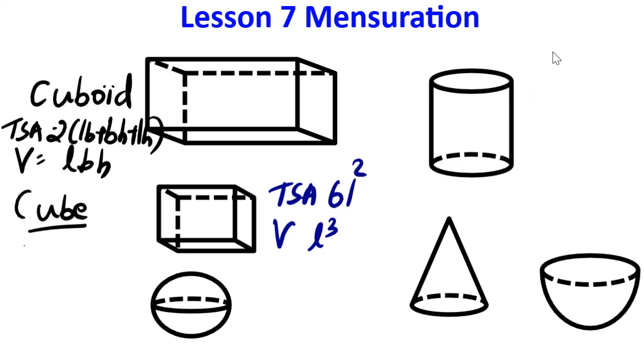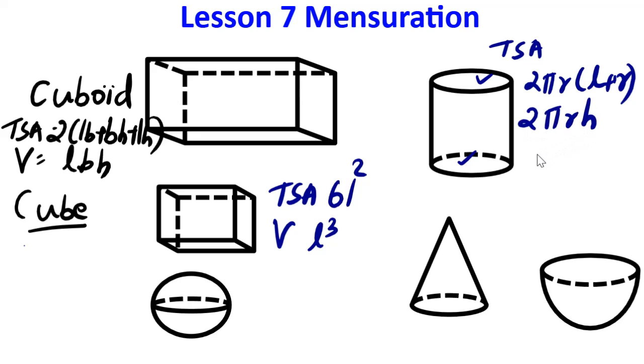As far as cylinder is concerned, total surface area including both top and bottom, you had 2 pi r into (L plus r). These are all revision. Then curved surface area 2 pi rh. Then volume, not 2 pi r square h, simply pi r square h, sorry. Volume is pi r square h.